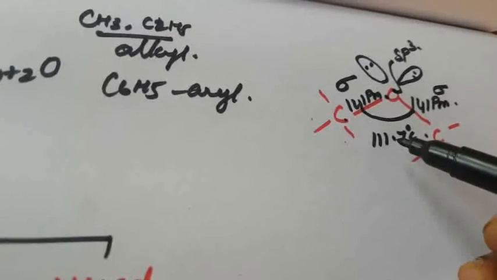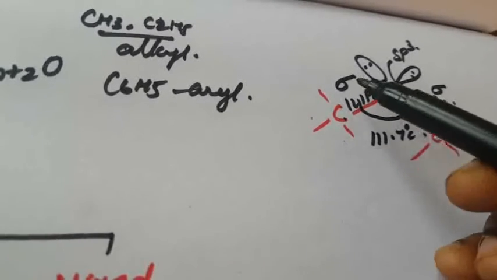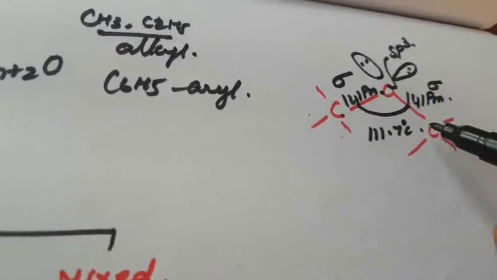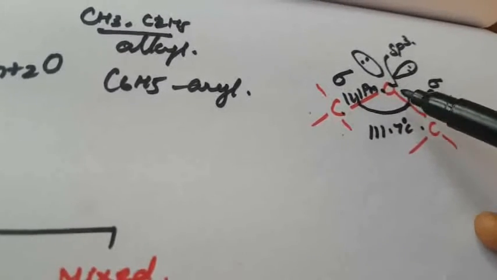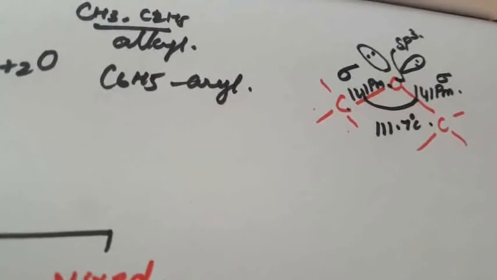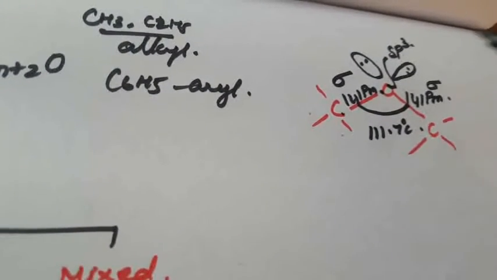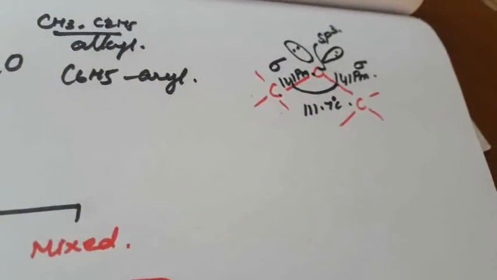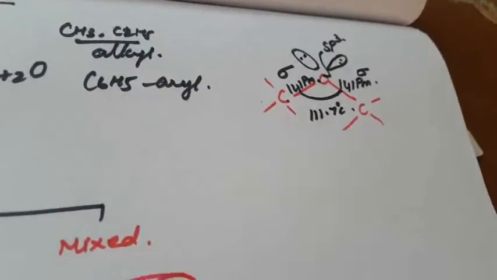This is due to the repulsive interaction between the 2 bulkier alkyl groups present on this oxygen. That is the reason the bond angle is slightly greater than the tetrahedral bond angle. Okay, so this is the structure of the ether. Next we are going to see the IUPAC name of this compound.